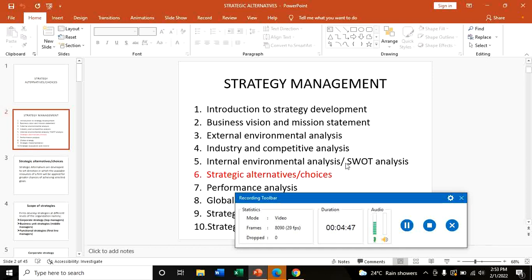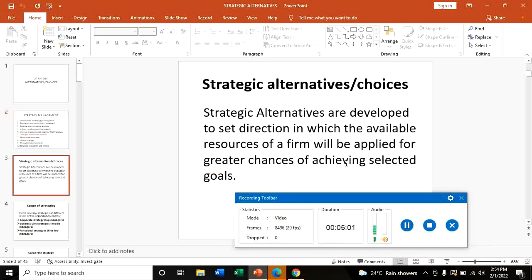Then we also know what our capabilities are by looking at our strengths and our weaknesses. That means that we can make the right choices out there, as we will see what happens.